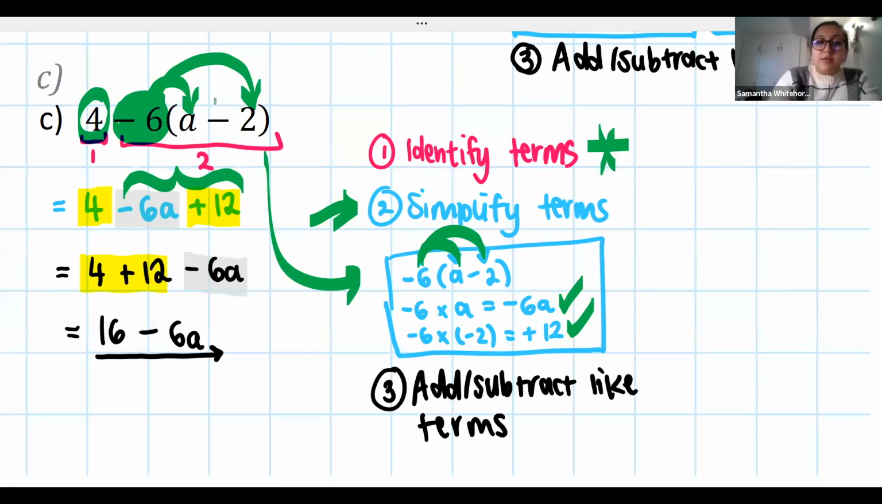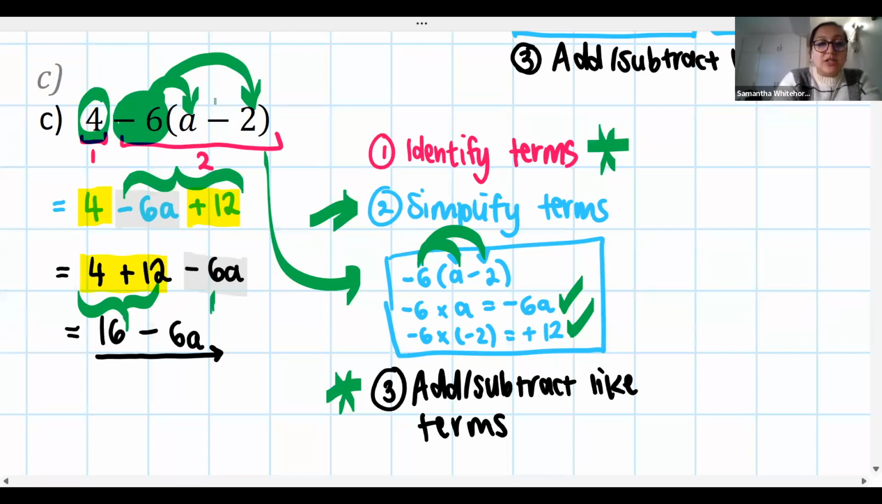Then I go and find my like terms. That's step 3, my last step. That is highlighted for you. 4 and 12 are both constants. They have no variable. So they are like terms. So I can add them together to get my 16.